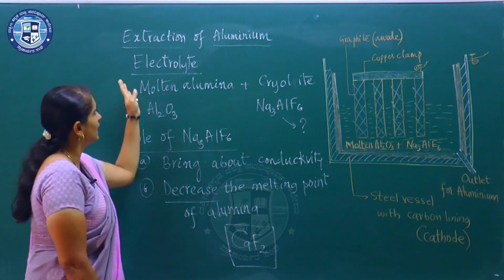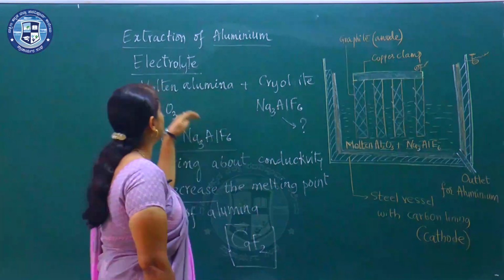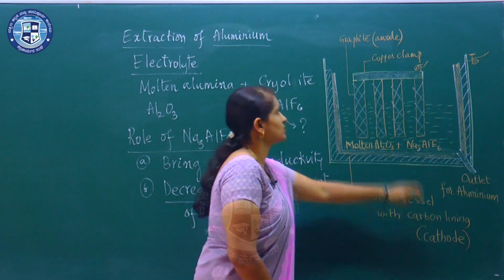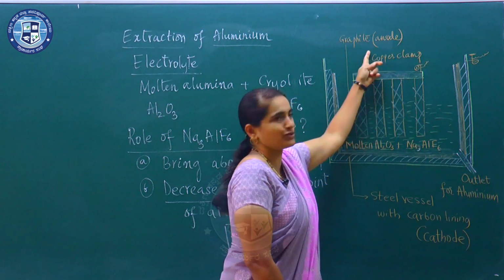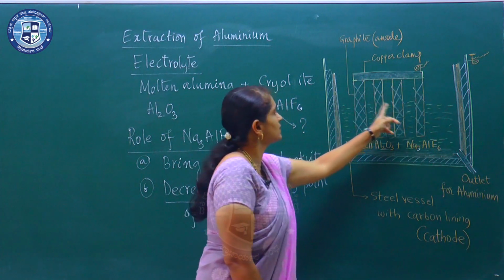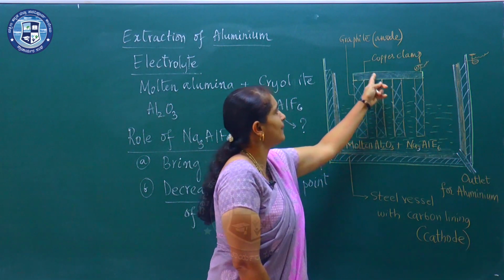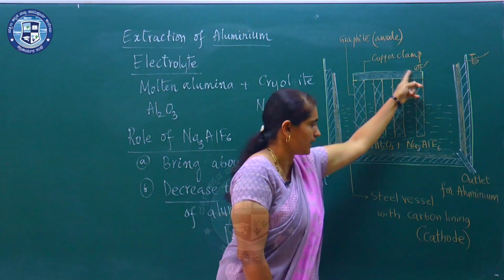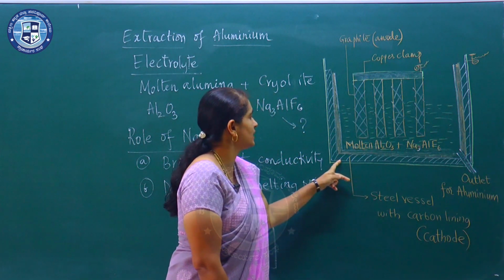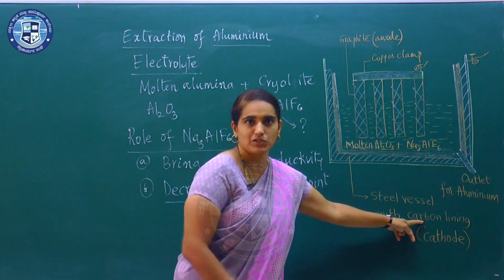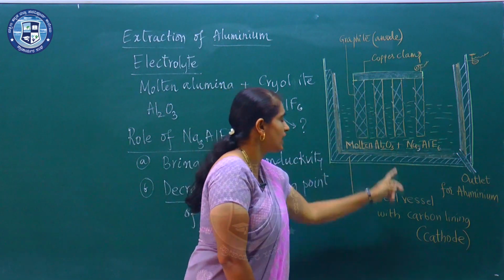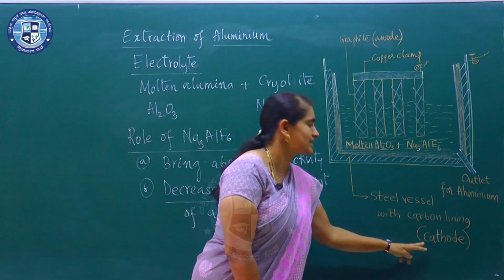Okay, now we have selected the electrolyte. Next, what are the electrodes taken? We already know that in order to do electrolysis, we want two electrodes, one anode and the other cathode. Graphite is taken as anode, that is the positive terminal, positively connected here. All those graphite rods are connected by means of a copper clamp, which in turn is connected to the positive terminal. And we need a cathode, the negatively charged terminal. For that we take this steel vessel which has a carbon lining, and that is taken as cathode. So graphite as anode and a steel vessel with carbon lining as cathode.